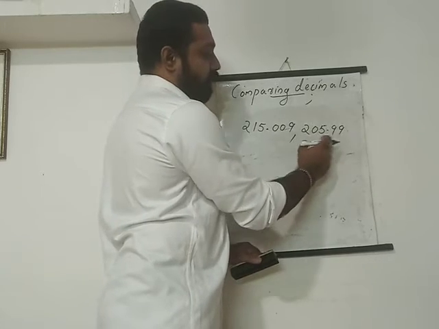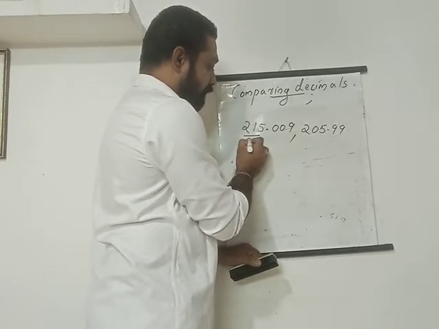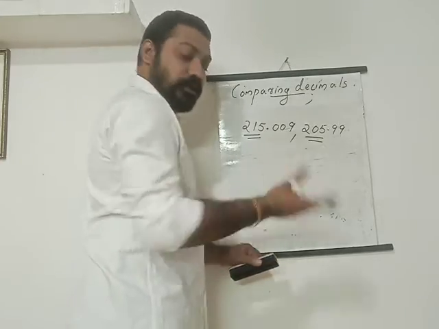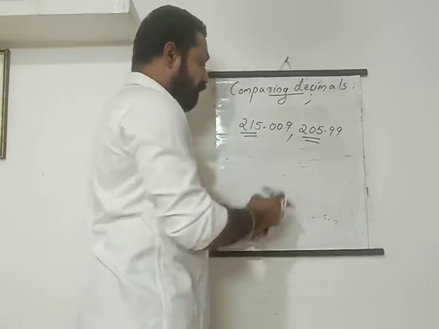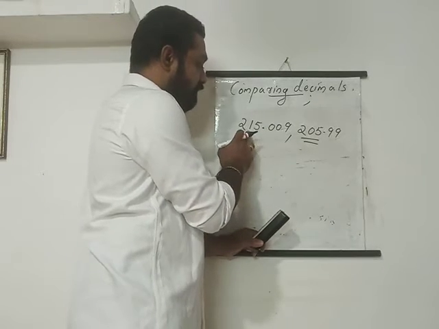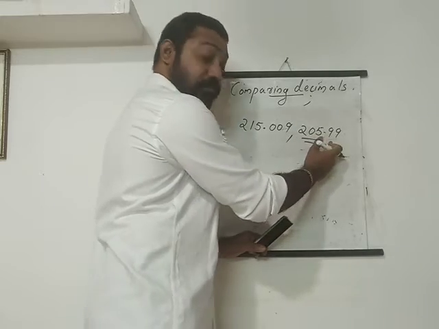215.009 and 205.99. You can see that these are 3-digit numbers. So we have to go to the next step. What is the next step? Go to the first place, that is the ones, tens, hundreds place. This is 215.009. This is 205.99.